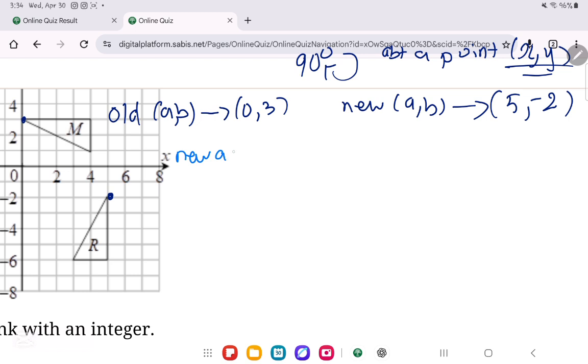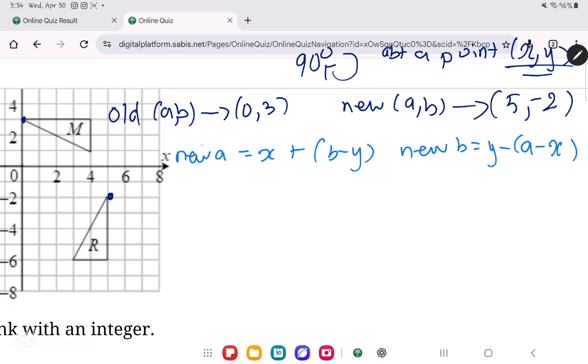So new A is equal to what? It is equal to X plus B minus Y, because it is clockwise. And then new B, its equation is Y minus A minus X, because it is counterclockwise. And now we're only gonna substitute.